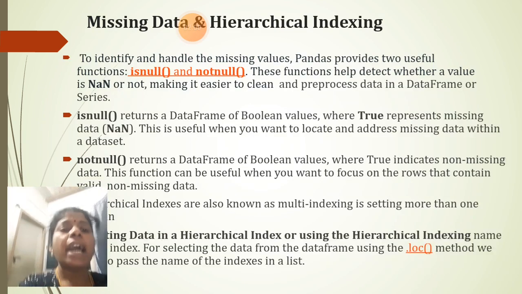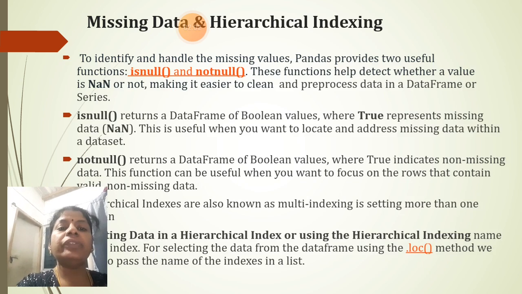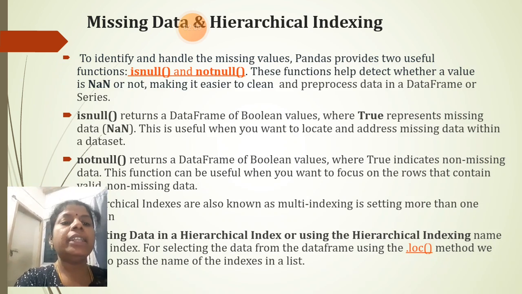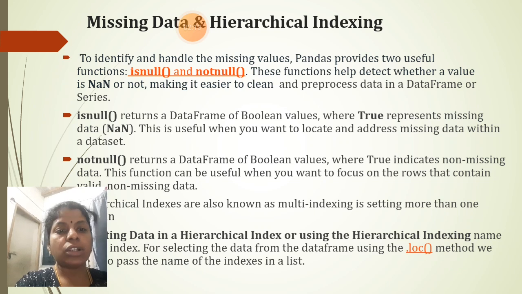Missing data and hierarchical indexing. To identify and handle the missing values, Pandas provides two useful functions, isnull and notnull. These functions help detect whether a value is None or not, making it easier to clean and pre-process data in a data frame or series. isnull returns a data frame of Boolean values where True represents missing data. notnull returns a data frame of Boolean values where True indicates non-missing data.